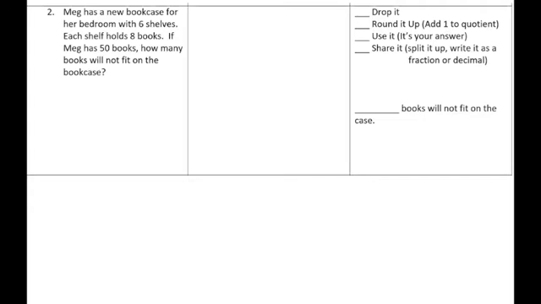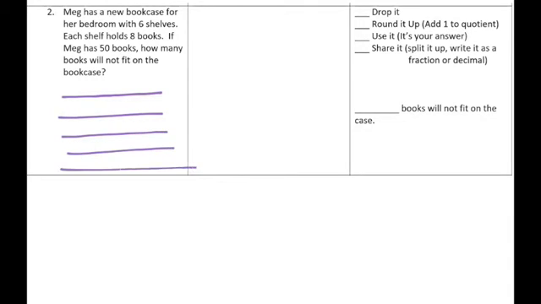Meg has a new bookcase for her bedroom with 6 shelves. Each shelf holds 8 books. If Meg has 50 books, how many books will not fit on the bookcase? So I'm thinking there are 6 shelves: 1, 2, 3, 4, 5, 6. And on each shelf, there can fit 8 books. So 8, 16, 24, 32, 40, 48. Okay, how many books are going to be left over?